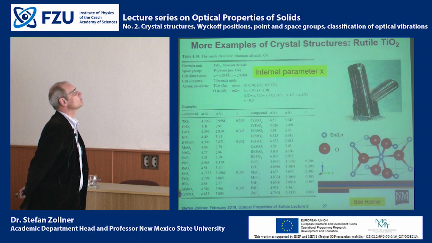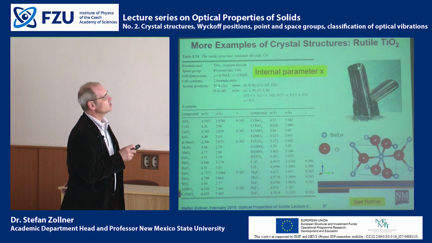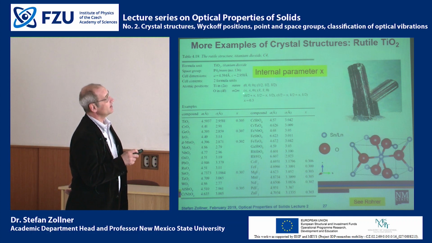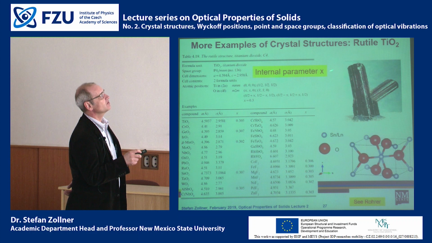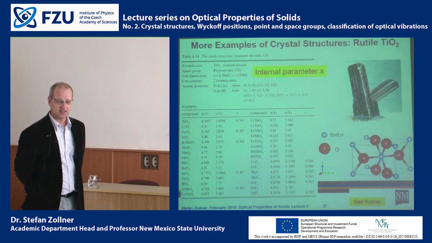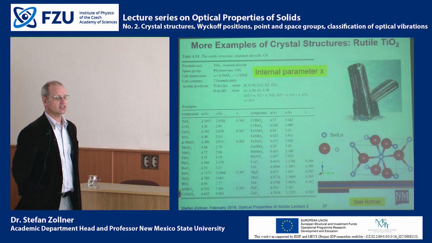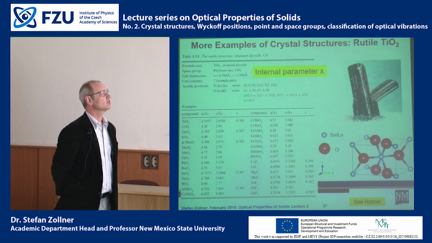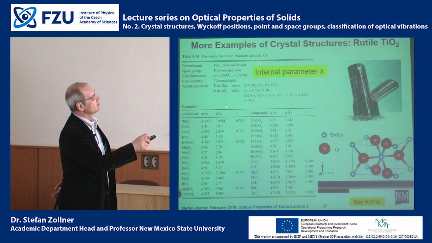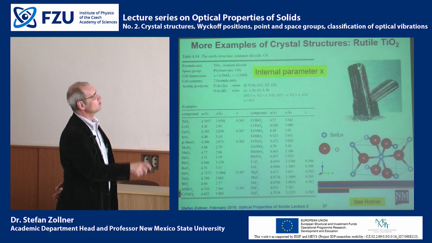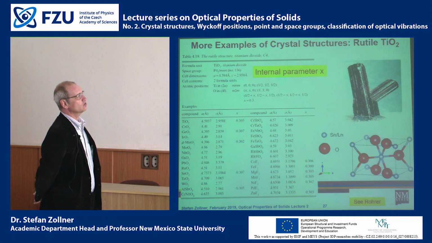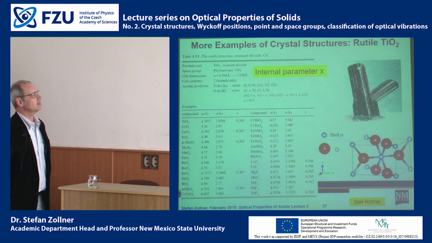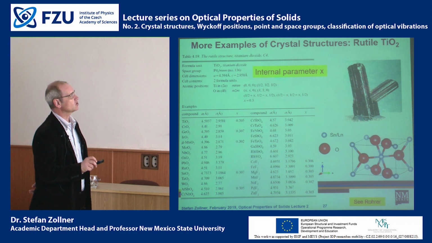But the oxygens, you see, sit at XX0. So the position of the oxygen atom in rutile depends on this internal parameter X. So for titania, it is not sufficient to just list the unit cell properties. You also need to know this parameter X, the internal parameter, in order to completely specify the structure.